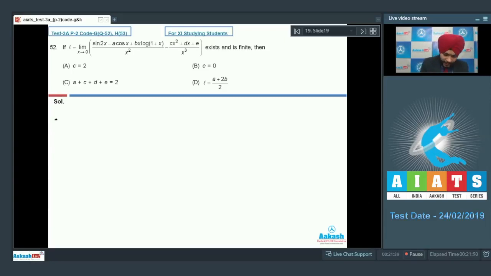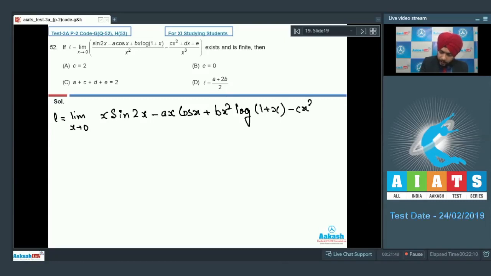Okay. So L is a value which is limit x tends to 0. Let us take the LCM straight away. x sin 2x minus ax cos x plus bx square log of 1 plus x minus cx square minus dx minus e, whole divided by x cube.